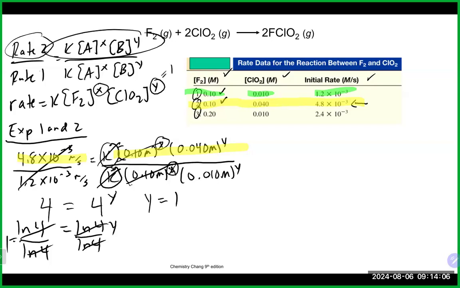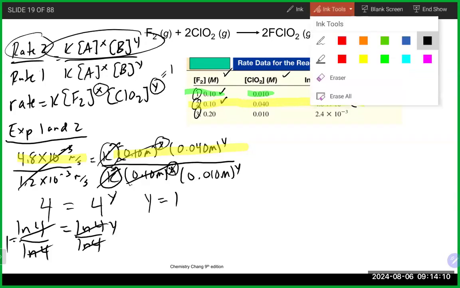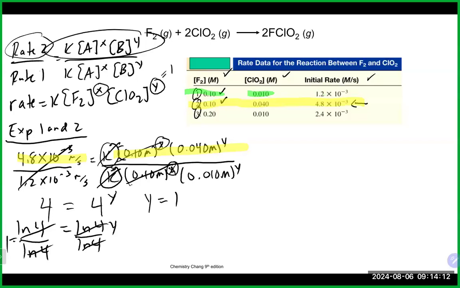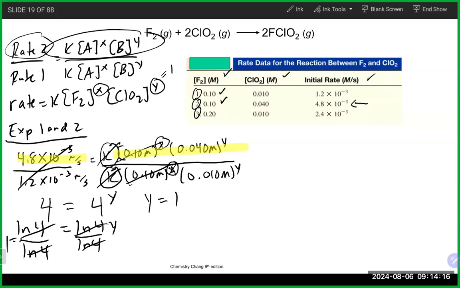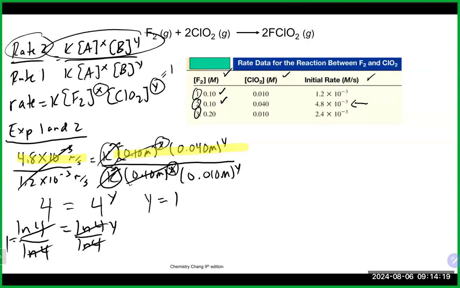Now that we did that, we want to go back to our table and find 2 entries where the ClO2 remains constant and the other one varies. In that case, it looks like experiments 1 and 3 will do that. That will keep those guys constant. So experiment 1 and 3. We're going to do the same thing. I'm going to go with this one up on top because that's the larger rate.